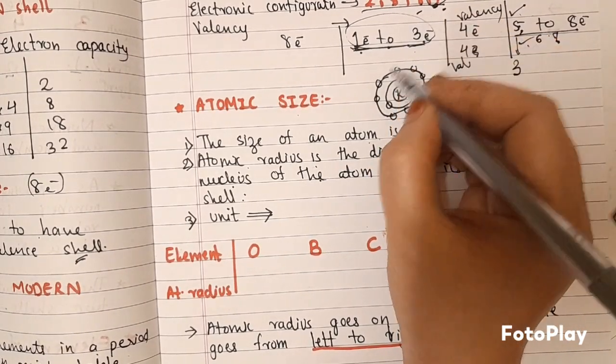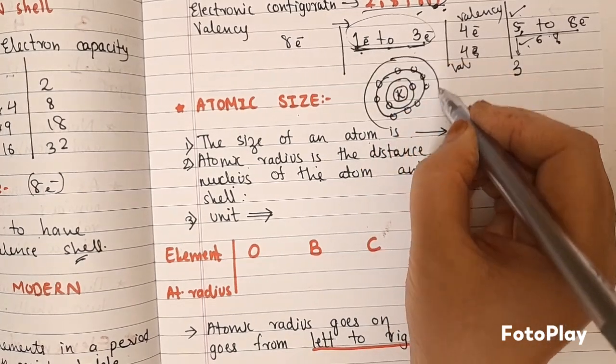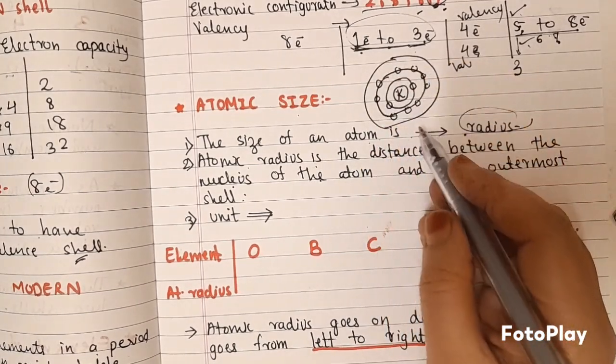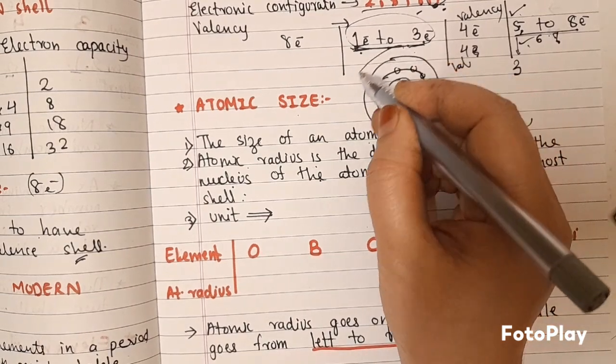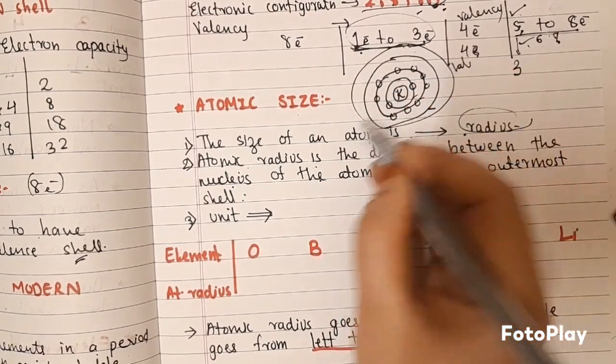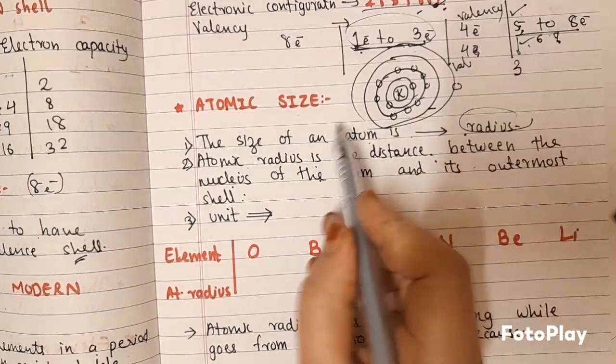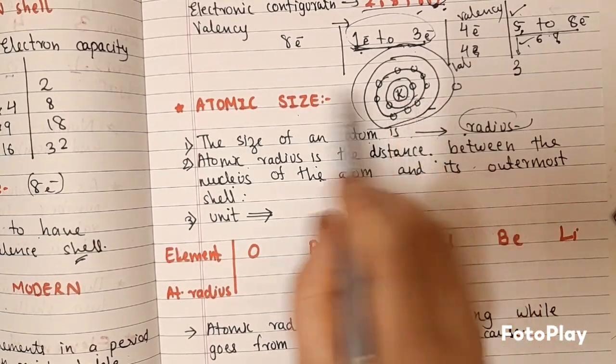Okay, now third shell, again third shell, here I am not drawing the electron. This is first shell, second shell, third shell, and the last shell is the valence shell, which contains 1 electron. So what is the atomic radius of potassium?